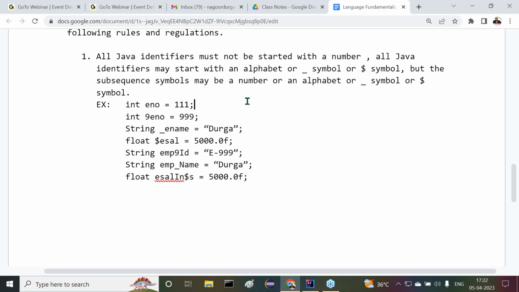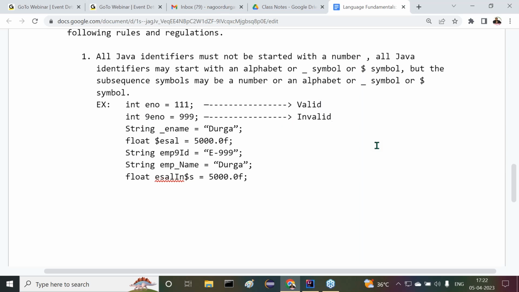Now, out of all this, tell me which are valid and which are invalid. Now tell me, first one is valid or invalid? Int ENO is equal to 111, valid. It doesn't have any problem here. Next one, int 9ENO, the identifier is started with 9. But what is our rule here? All Java identifiers must not be started with a number. Number should not be the first one in any identifier. But here I provided number as the first one. So this is invalid.